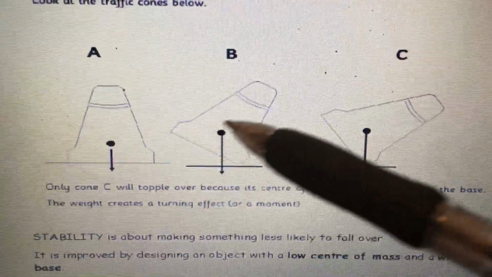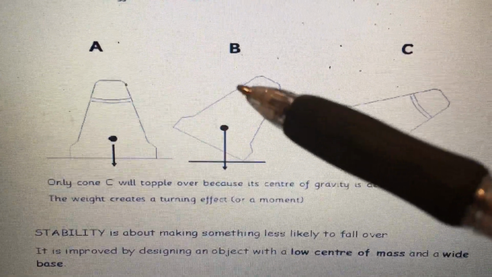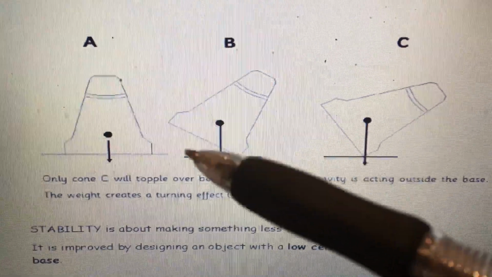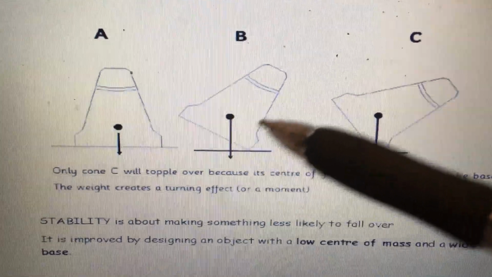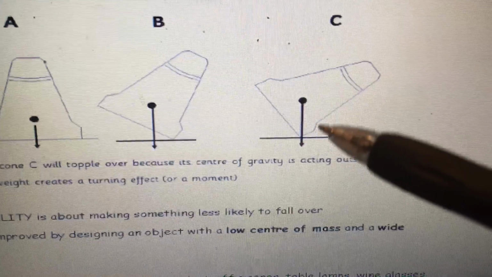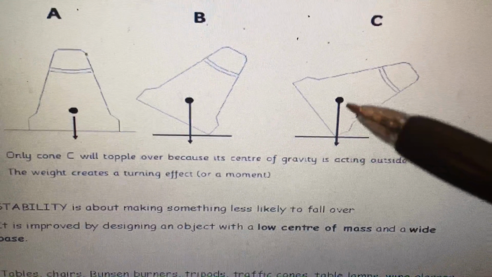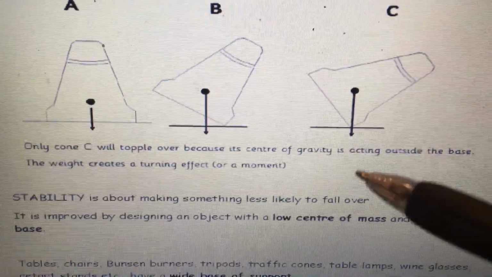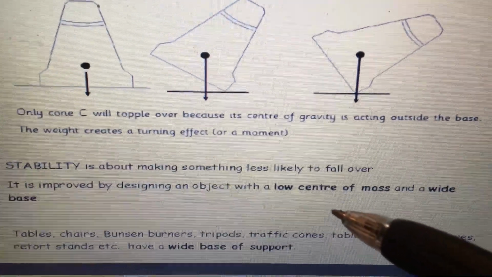Now, if you push the object, this traffic cone, to one side, it will tip over, and when it's in position B, it will tip over to the right, but it will go back onto its base again because the centre of gravity is still within the base. But only cone C will topple over because its centre of gravity is now acting outside the base. The weight creates a turning effect, so because the centre of gravity is now acting outside the base, C will topple over.